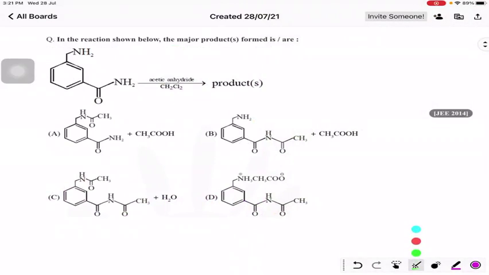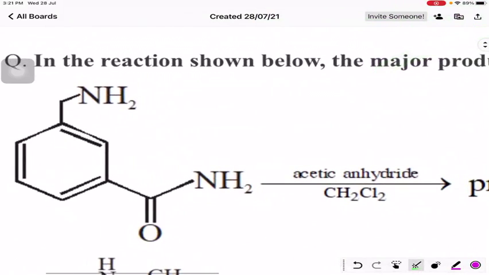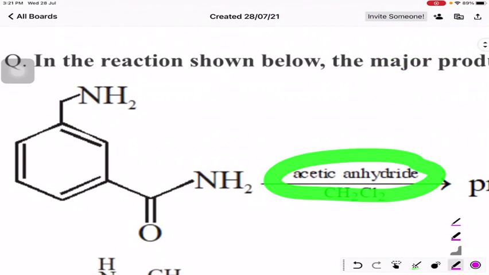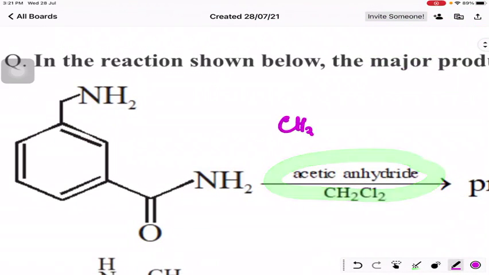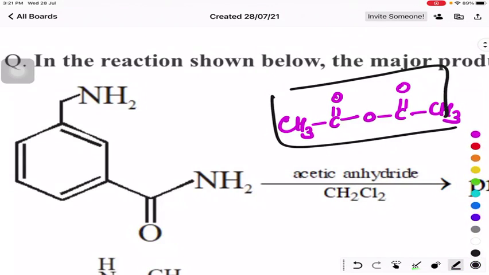Next is, what is the major product formed during this reaction? This is the reaction where we have written acetic anhydride. Acetic anhydride means acetyl group, and then anhydride as the functional group. So this is your acetic anhydride. Its function is that it causes acetylation. If you have benzoic anhydride, then we should have a benzene ring here, C6H5. It is a source of acetyl group.